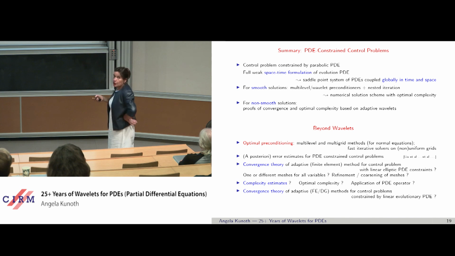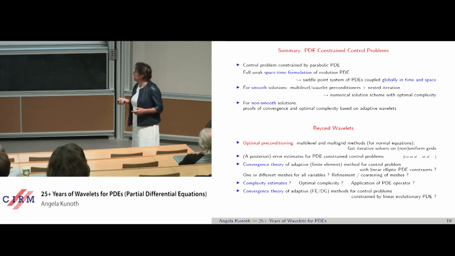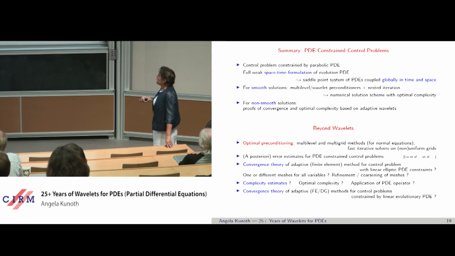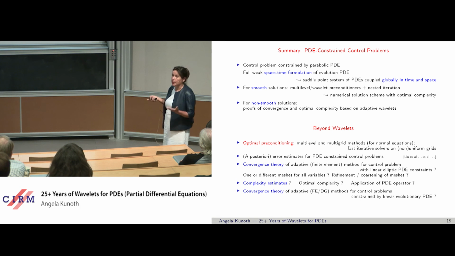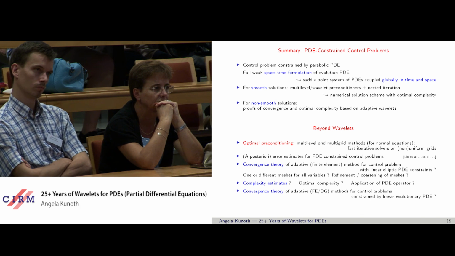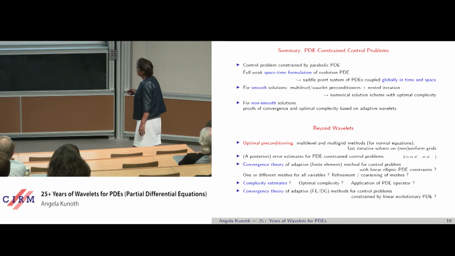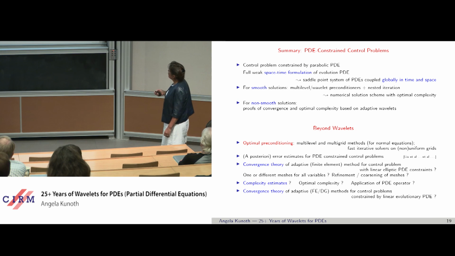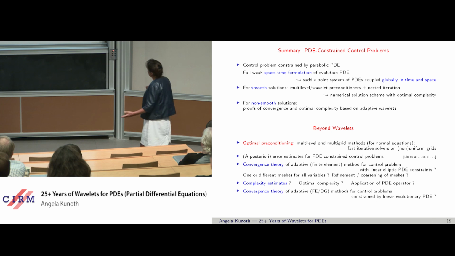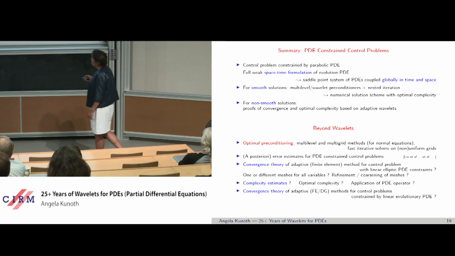The question is, as soon as you have a coupled system of PDE, what do you do, one mesh or different meshes for all the variables? If you want, definitely for optimal complexity, you should have different meshes, but then you have to transform the different variables from one mesh to the other one. Complexity estimate in terms of finite elements, I'm not aware. Also convergence theory of adaptive finite elements, DG methods for control problems, this is another issue.